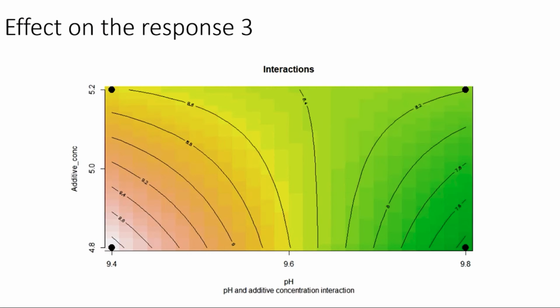It is going to become even more evident if we take a look at the next example, which is again the additive concentration plotted against the pH value, and here we see that the lines are quite strongly tilted, implying that here is a strong interaction which is quite influential on our response.